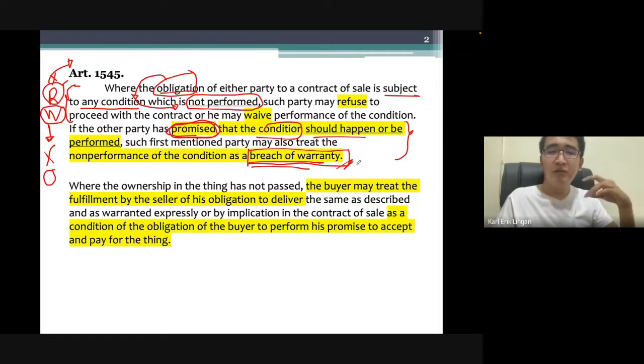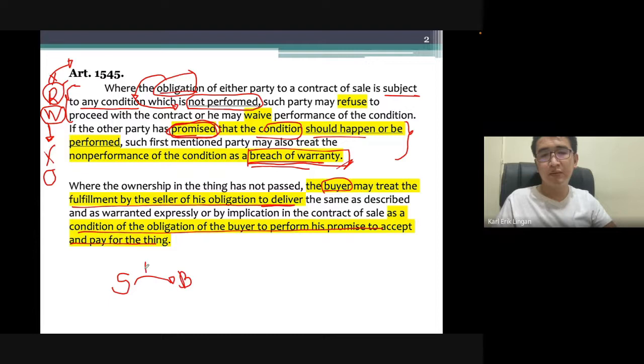Second paragraph, where the ownership of the thing has not passed, the buyer may treat the fulfillment by the seller of his obligation to deliver the same as described in warranty expressly or by implication in the contract of sale as a condition of the obligation of the buyer to perform his promise to accept and pay for the thing. Meaning, when the seller delivers the thing to the buyer, sabi ng second paragraph ng Article 1545, the buyer may treat this delivery of the thing as a condition for him to accept and pay for the thing.